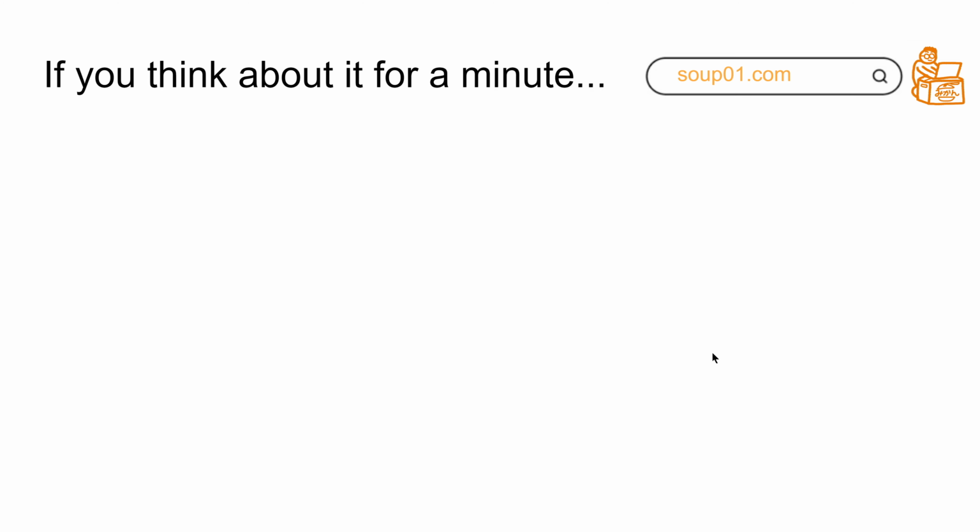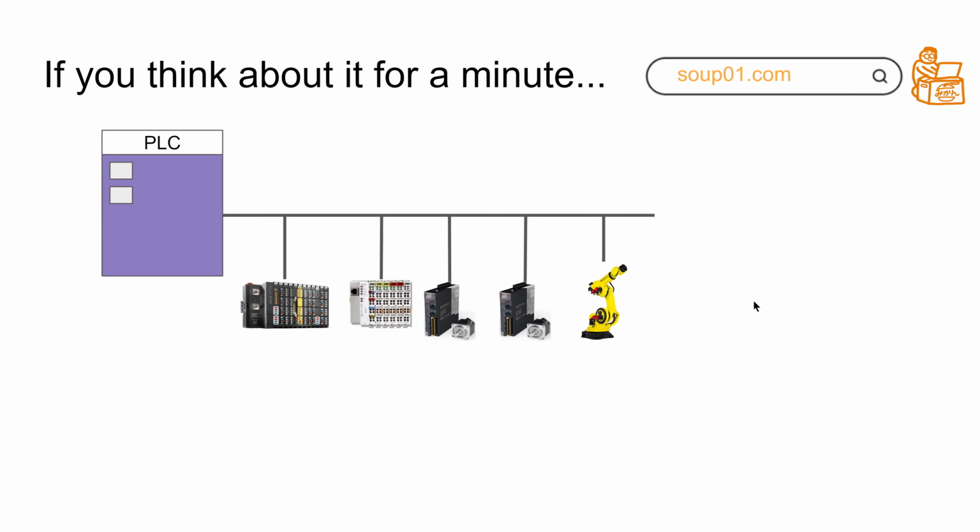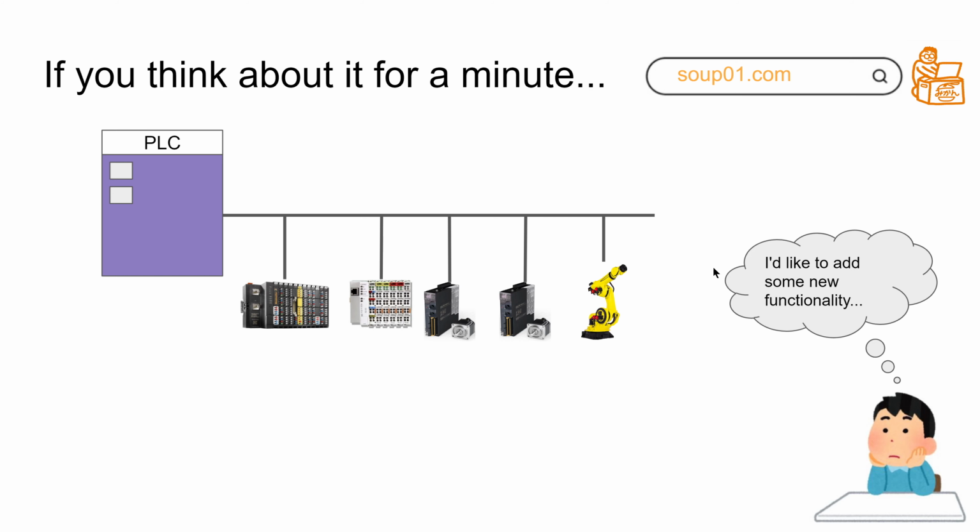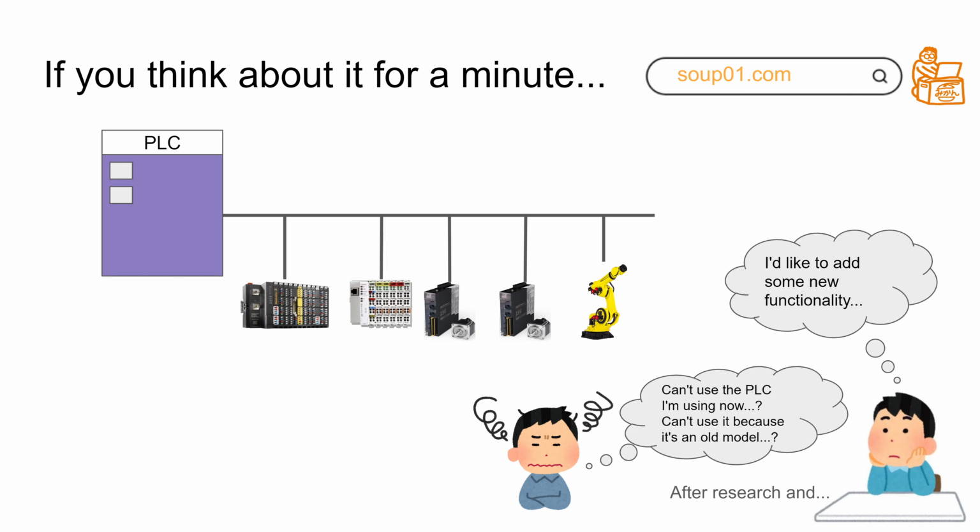If you think about it for a minute, this is a very traditional, classic PLC production line. You have a PLC or IPC connecting so many IOs, servo motors or robots. Then one day you think, I would like to add some new features or functionalities. You go to the internet, search on Google, and you may get this result.